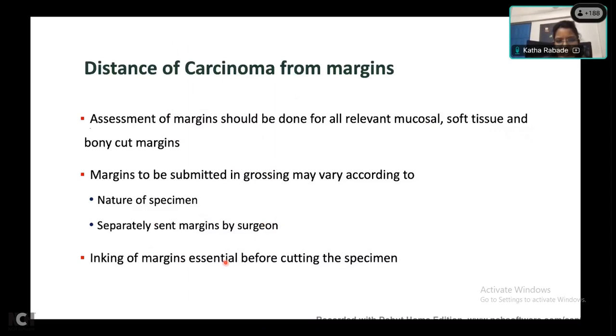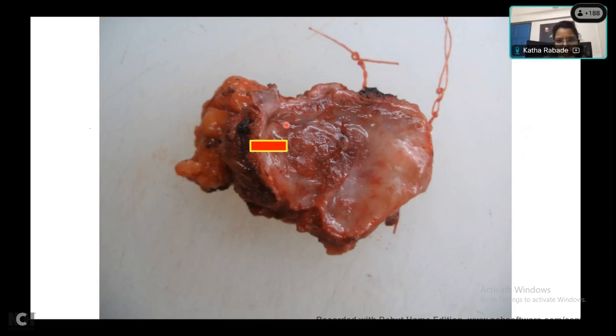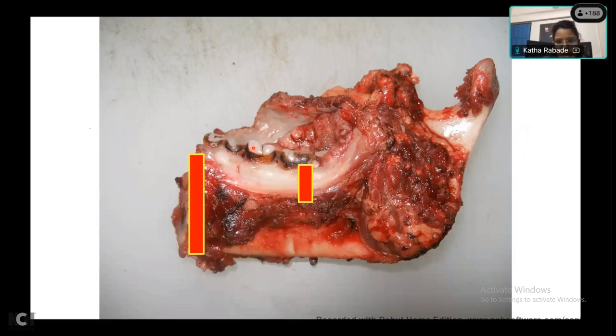Inking of margin is essential before cutting the specimen. So this tumor, the same buccal mucosa tumor, and this margin here. So mucosal margins, and this is the bony margin which is taken shape.